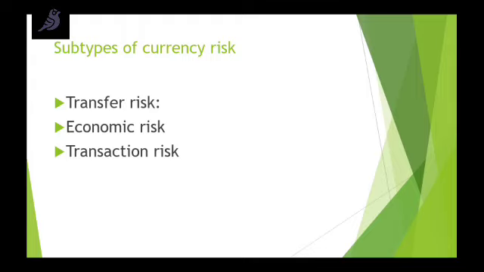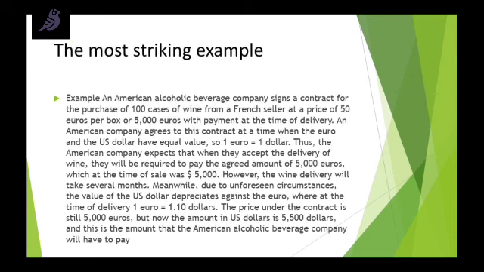An American company agrees to this contract at a time when the euro and the US dollar have equal value, so €1 equals $1. Thus, the American company expects that when they accept the delivery of wine, they will be required to pay the agreed amount of €5,000, which at the time of sale was $5,000. However, the wine delivery will take several months.